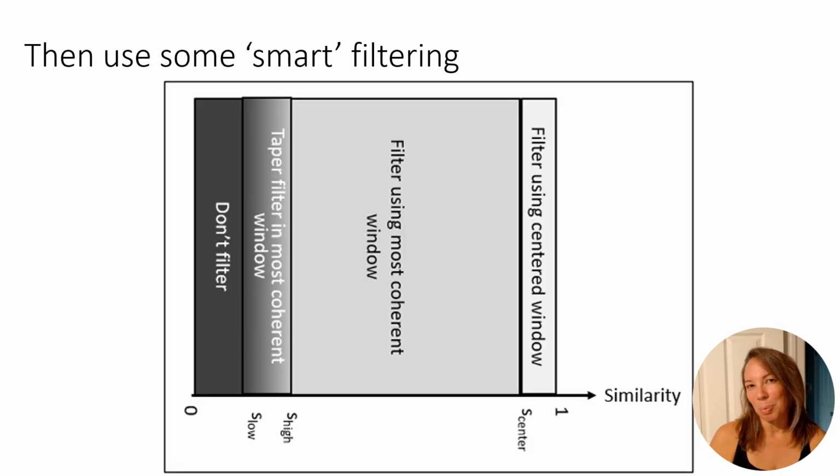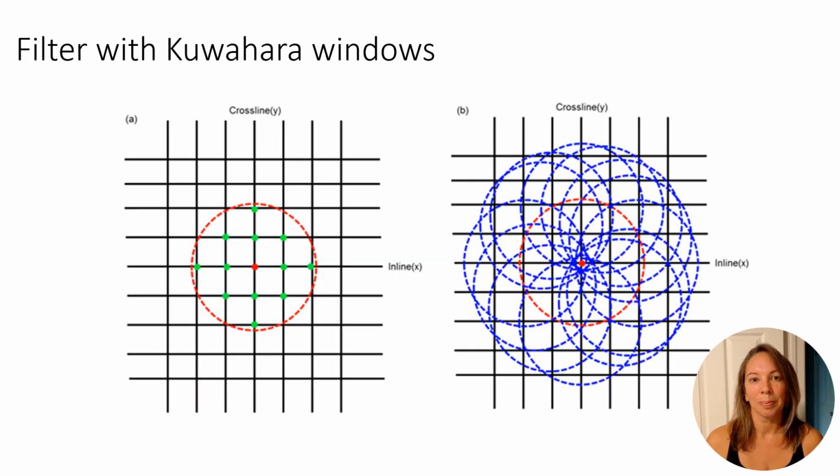In the third step, we want to apply a smart filtering. So what we want to create is a filter that uses overlapping analysis windows, and it chooses the most coherent window for each point in the seismic volume, okay? And so what we want to do is apply stronger filtering in continuous regions and then automatically reduce the filtering near edges or near those discontinuities that we just identified in the last step.